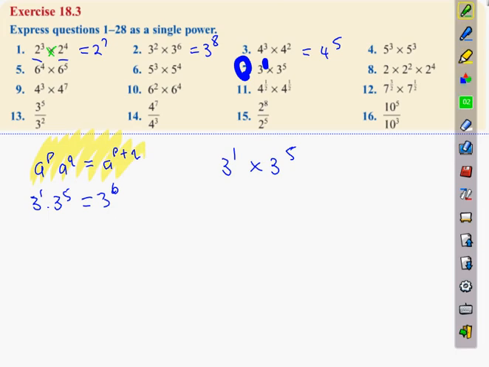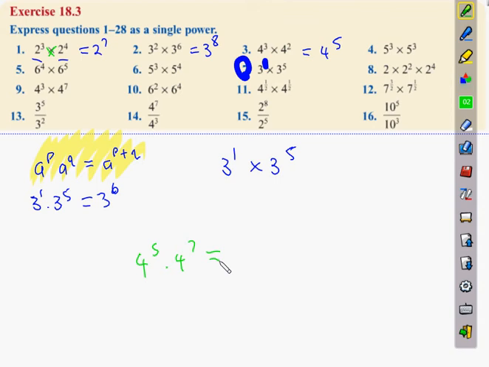What about this one here? 4 to the power of 5 by 4 to the power of 7. What's the answer? Aaron? 4 to the power of 12.